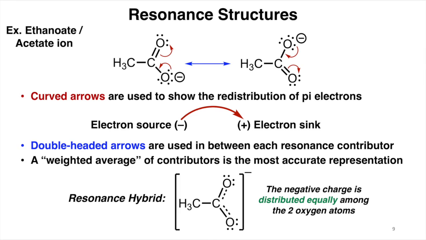Whichever atoms were sp2 hybridized and participated in the resonance or redistribution of pi electrons is where you'll draw a dotted double bonded line, and then put brackets around the whole molecule with the charge in the upper right-hand corner. This shows that the negative charge is equally distributed among the two oxygen atoms.